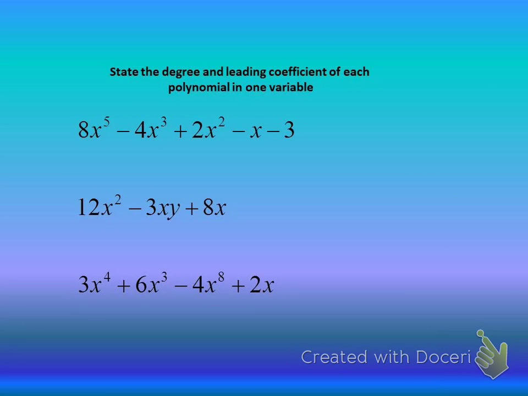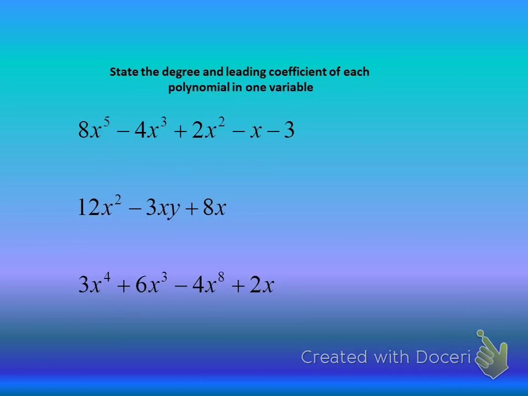So, state the degree and leading coefficient of each polynomial in one variable. First thing you do, make sure it's in order, biggest exponent on down. You can skip exponents, that's okay. It just has to be in order. The first one we have is 8x to the 5th minus 4x cubed plus 2x squared minus x minus 3. Is it in order? Yes. Make sure there's only one variable in it. Is there? Yeah, it's just x's.